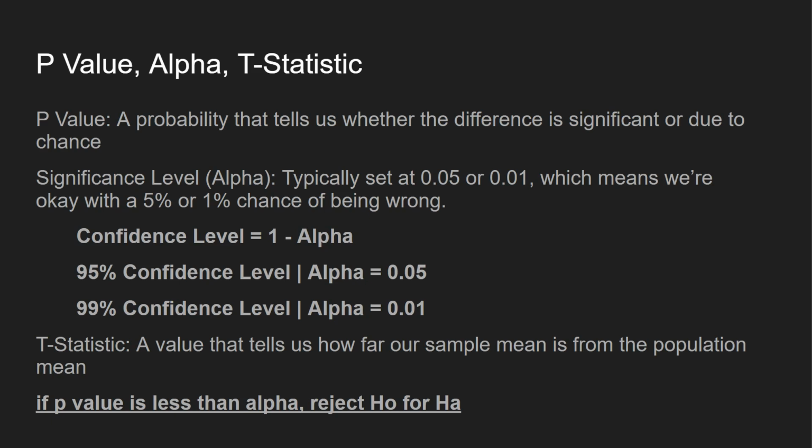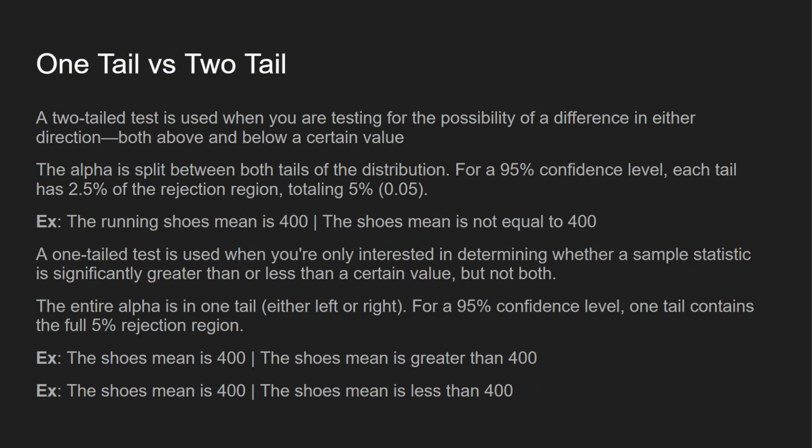If p-value is less than alpha, reject H0 for Ha. And yeah, it's stuck with me since then from AP Stats. So let's talk about one-tail versus two-tail.